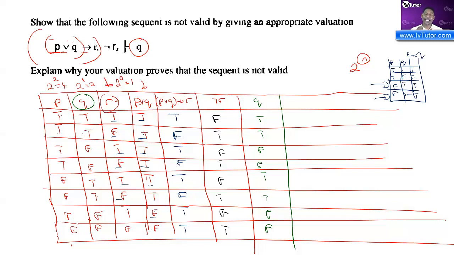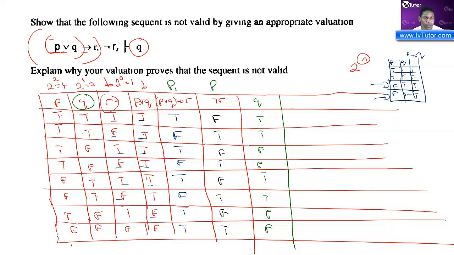So to prove invalidity, what did we say? The premises have to be true. In this case, all of them have to be true, but the conclusion is false. All the premises have to be true, but the conclusion is false. So to prove non-validity, you go to your given premises.